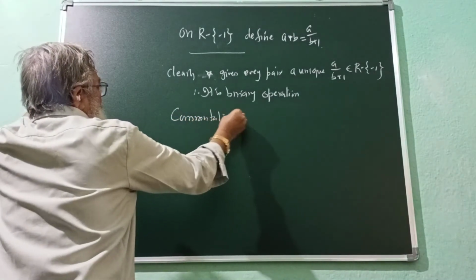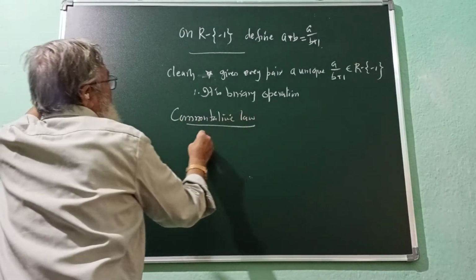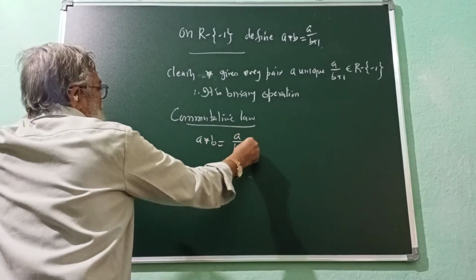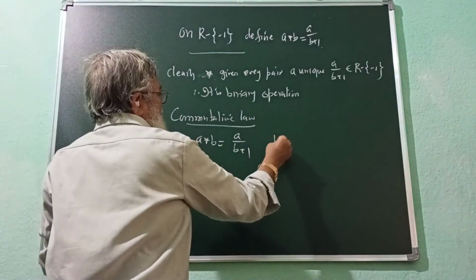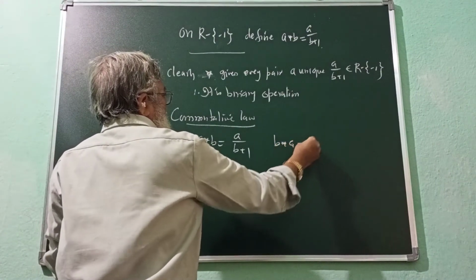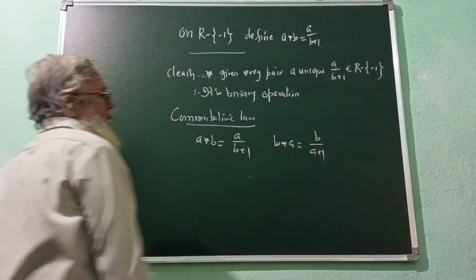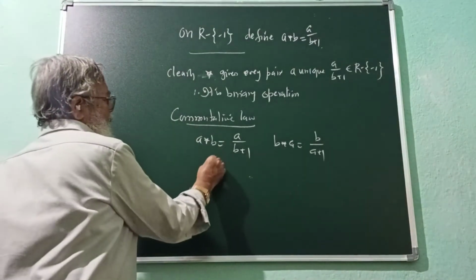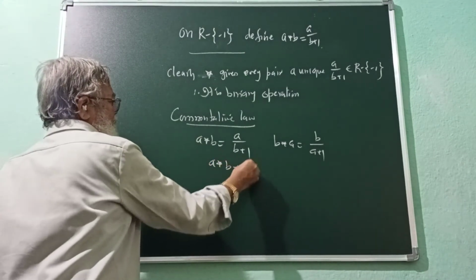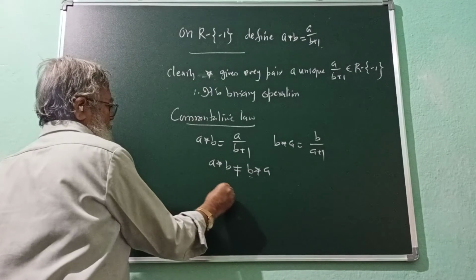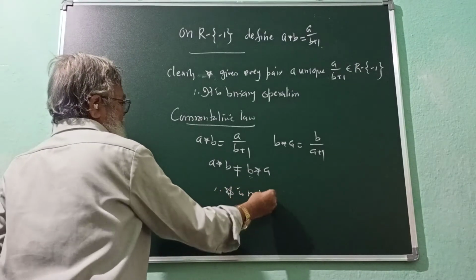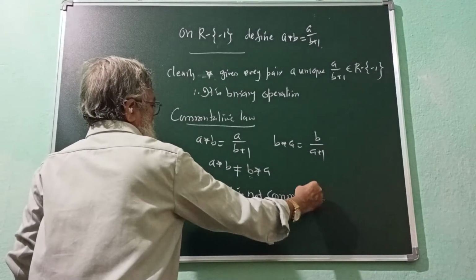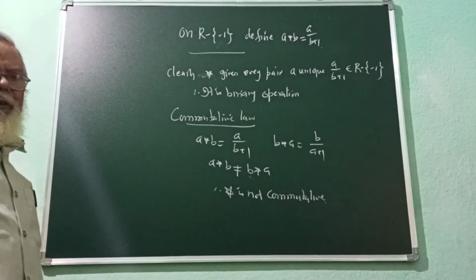For the commutative law, let us take the left hand side. A star B is equal to A by B plus 1. What about B star A? If you take it, it will be B by A plus 1. Compare these, they cannot be equal. So therefore, A star B is not equal to B star A. Therefore, star is not commutative.